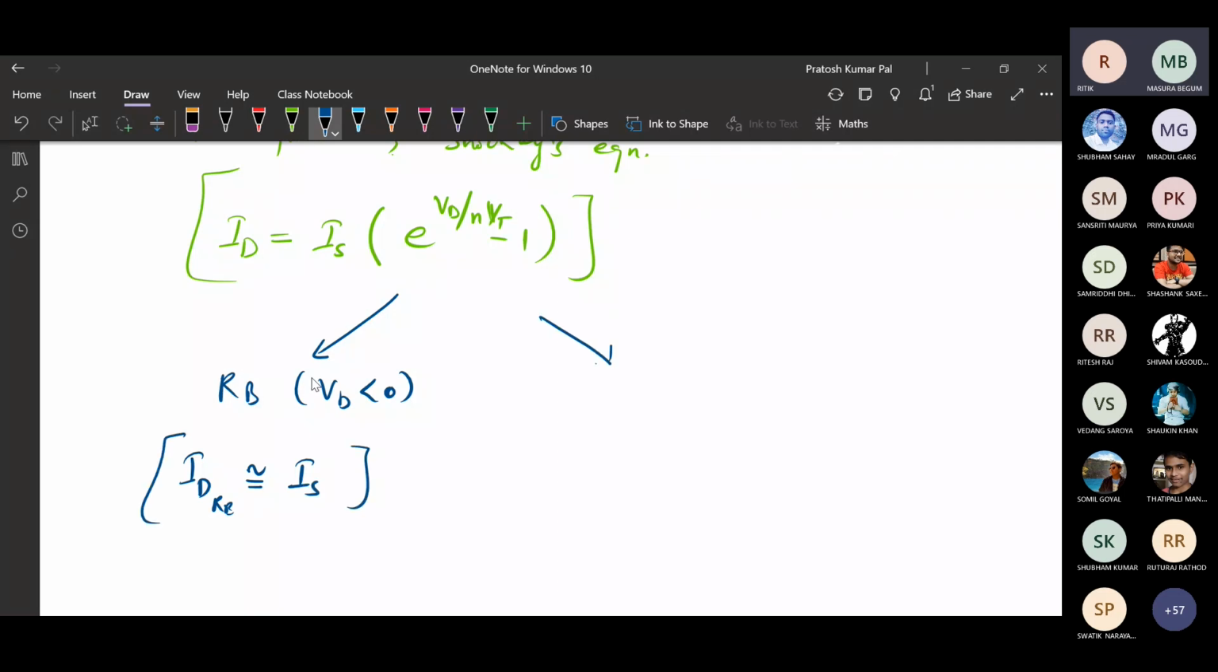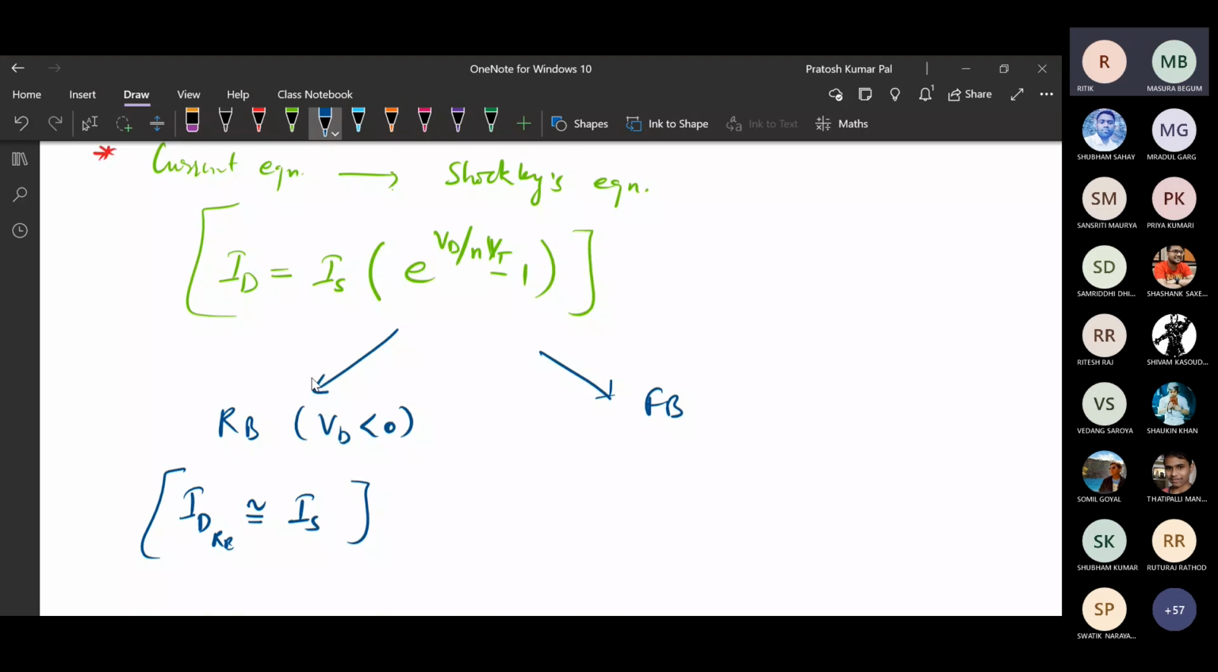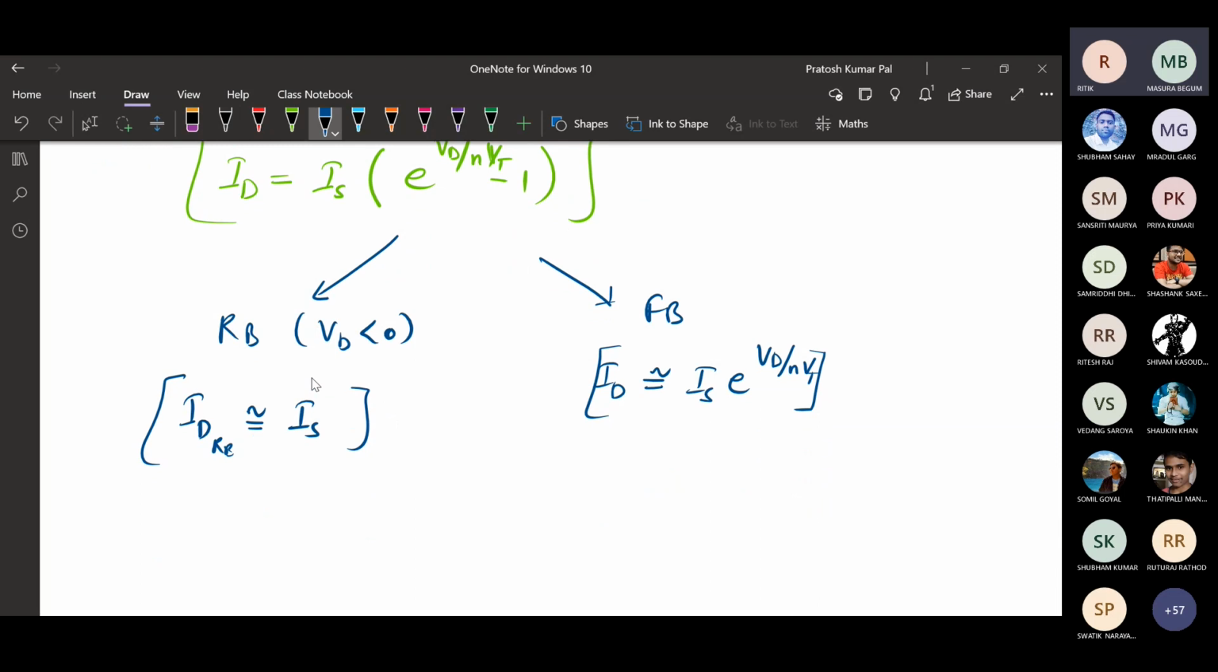In case of forward bias, the current that flows is e to the power Vd. Vd is some positive value, so the exponential is a very high value compared to 1. So Id in this case we can just write as Is into e to the power Vd divided by n Vt. Okay, so this is the case for forward bias.